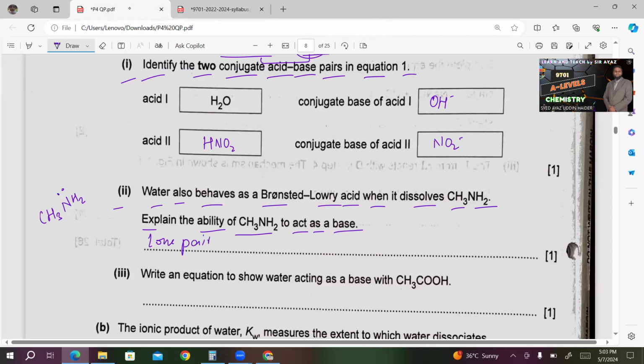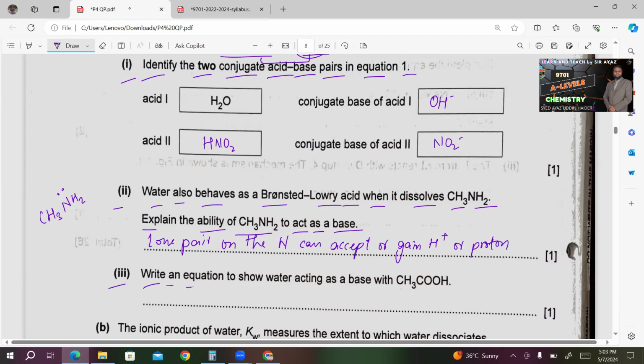Lone pair on the nitrogen can accept or gain H positive or proton.